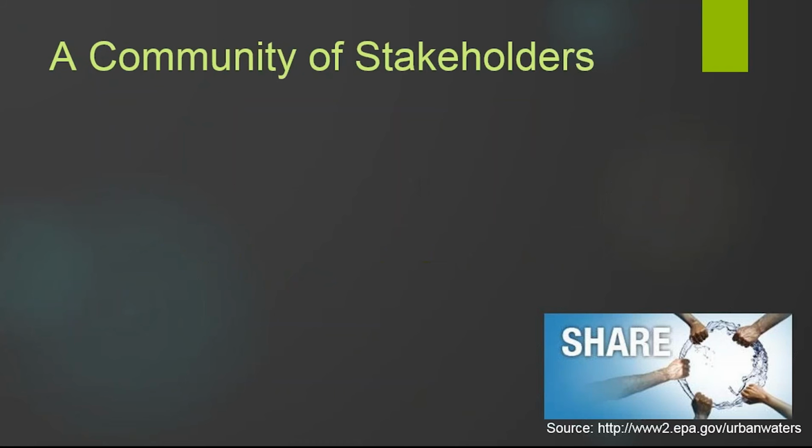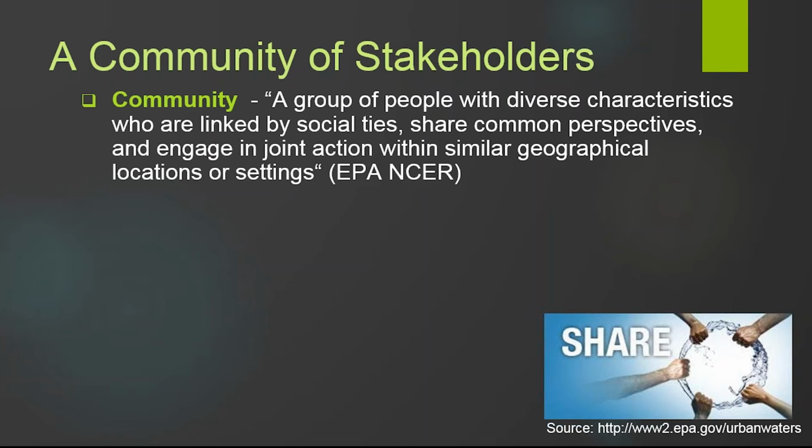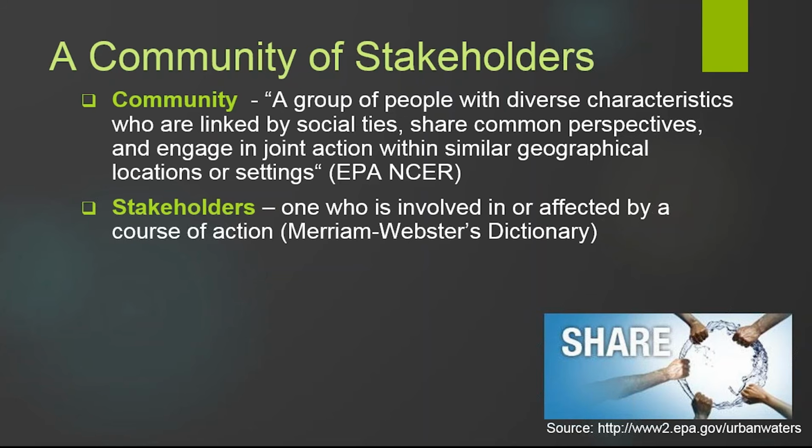And so what do we mean exactly by a community of stakeholders? The EPA defines community as a group of people with diverse characteristics who are linked by social ties, share common perspectives, and engage in joint action within similar geographical locations or settings. And stakeholders are one who is involved in or affected by a course of action.